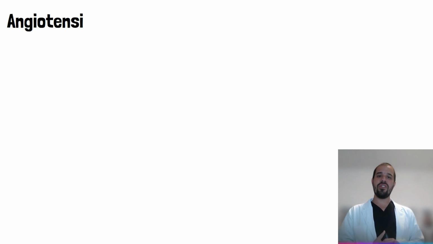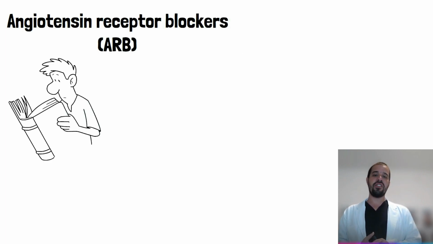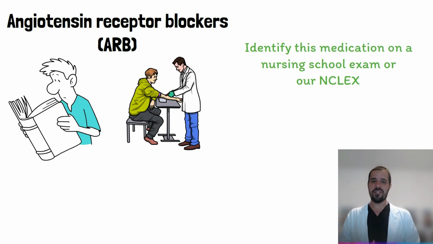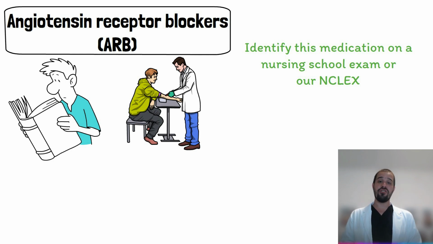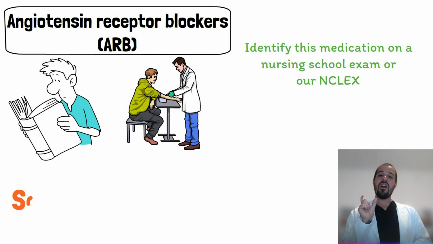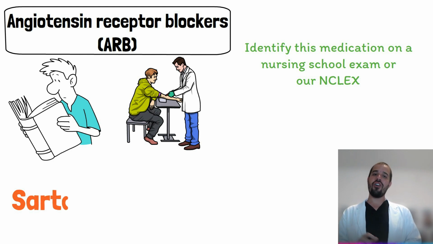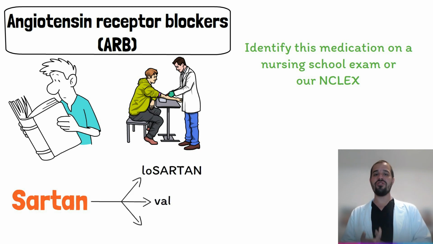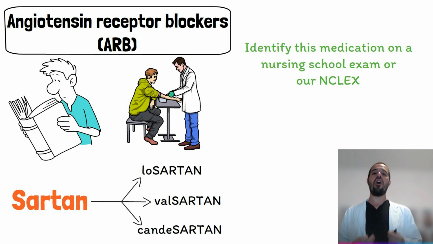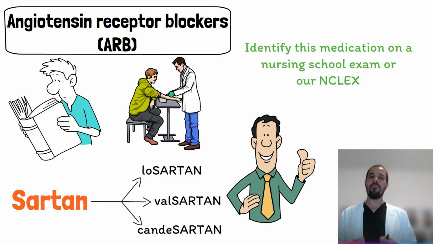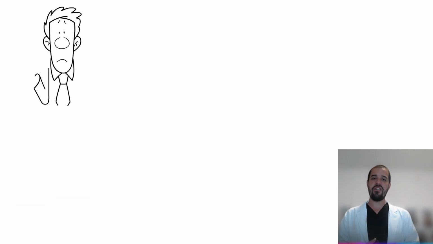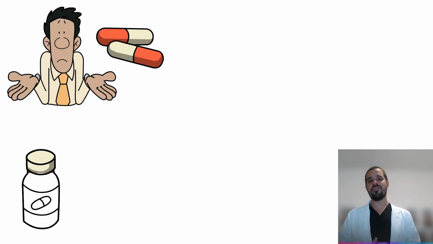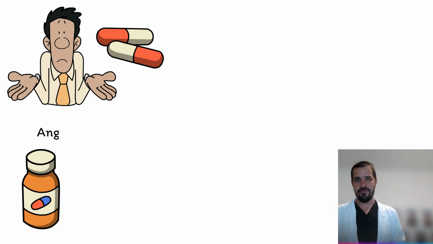Now with angiotensin receptor blockers, before we learn about these specific properties, we need to be able to identify this medication on a nursing school exam or our NCLEX. Angiotensin receptor blockers all share the same suffix, which is sartan, S-A-R-T-A-N. Regardless if an exam gives you losartan, valsartan, candesartan, these are all angiotensin receptor blockers. So by being able to identify this specific suffix, we can identify which medication classification this drug belongs to, which is half of the battle in pharmacology.